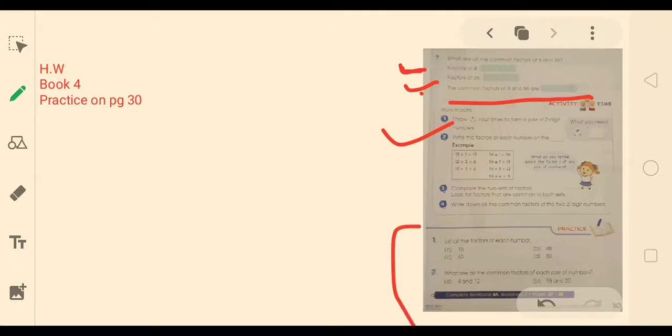In this practice, you have to do question number 1, list all the factors of each number. In question number 1, you just have to find the factors, and in question number 2, you have to find the common factors. How will you find the common factors? First of all, you will find the factors of 4, then you will find the factors of 12. After that, you are able to find the common factors of these two numbers. Is it clear? So this is your homework. Try to do it by yourself. If you have any problem or any confusion, then please ask me in the group.